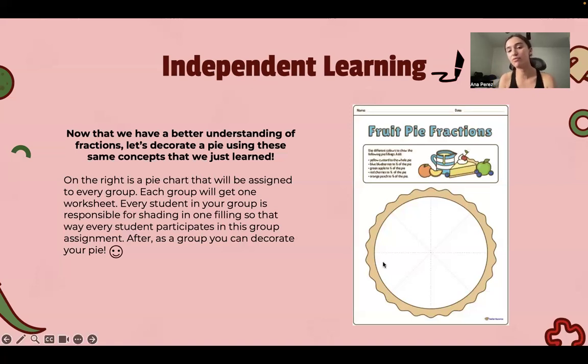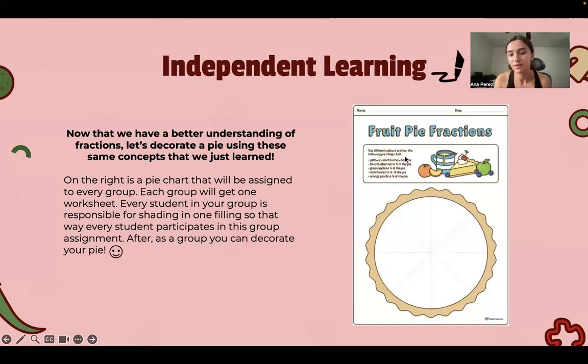So here you have a fruit pie fractions worksheet. And for this worksheet, you actually have a pie chart that you are going to create, okay? And so all the parts are divided according to specific fillings. And each student is going to be assigned a filling. So one student will do yellow custard, another will do blueberries, you get it? And then you are going to look at the fillings and shade it in, okay? By looking at the fraction of each filling.